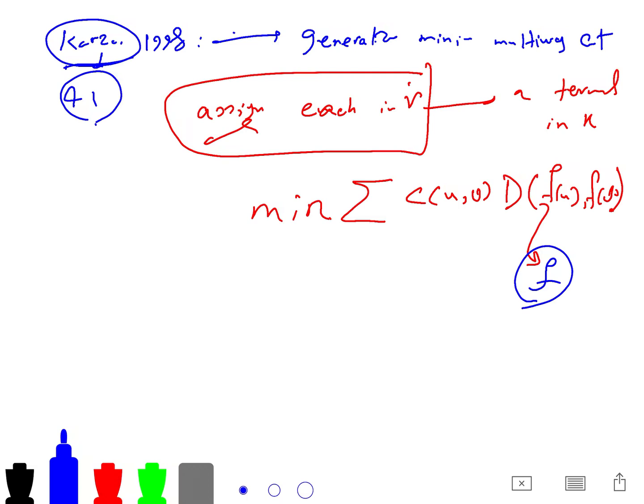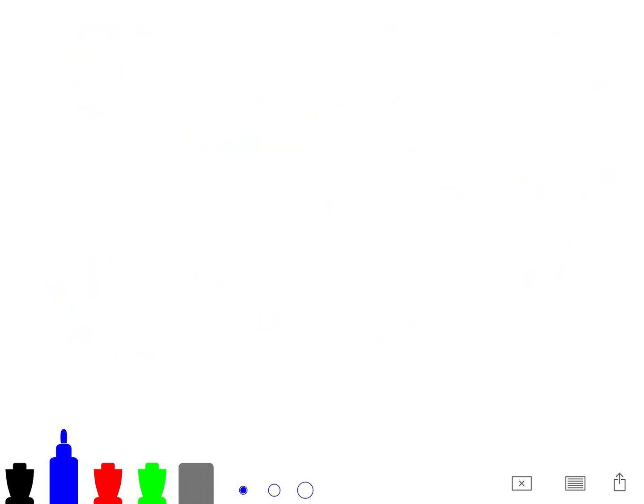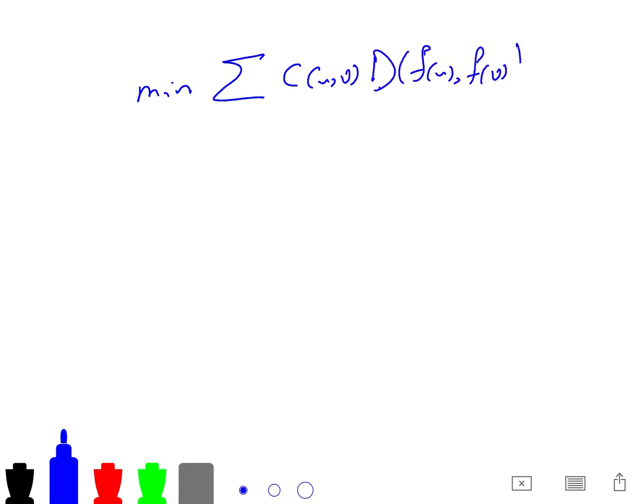In each round of the game, f is different. And we call a function f from vertices to terminals. F is a zero extension function, such that f of t is t for any terminal. So the zero extension problem is to minimize the sum of C of u and v times d of f of u and f of v. We repeat this many times.